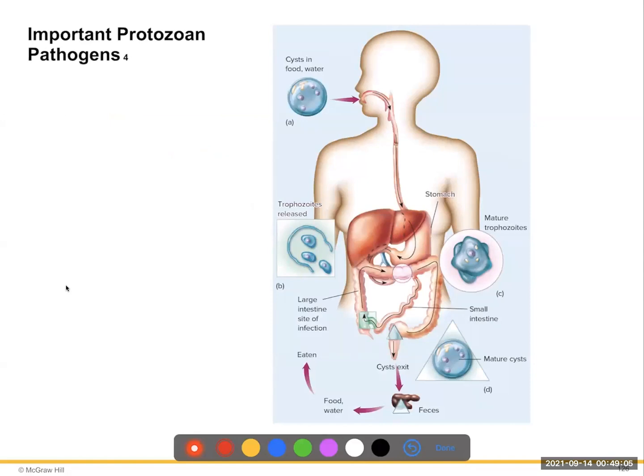Protozoans, okay, there are cysts in food and water. They're not growing. They get ingested into the stomach and the small intestine, where they start to become mature. They turn into trophozoites and travel to the large intestine, which is where the infection starts, causing gastrointestinal problems.